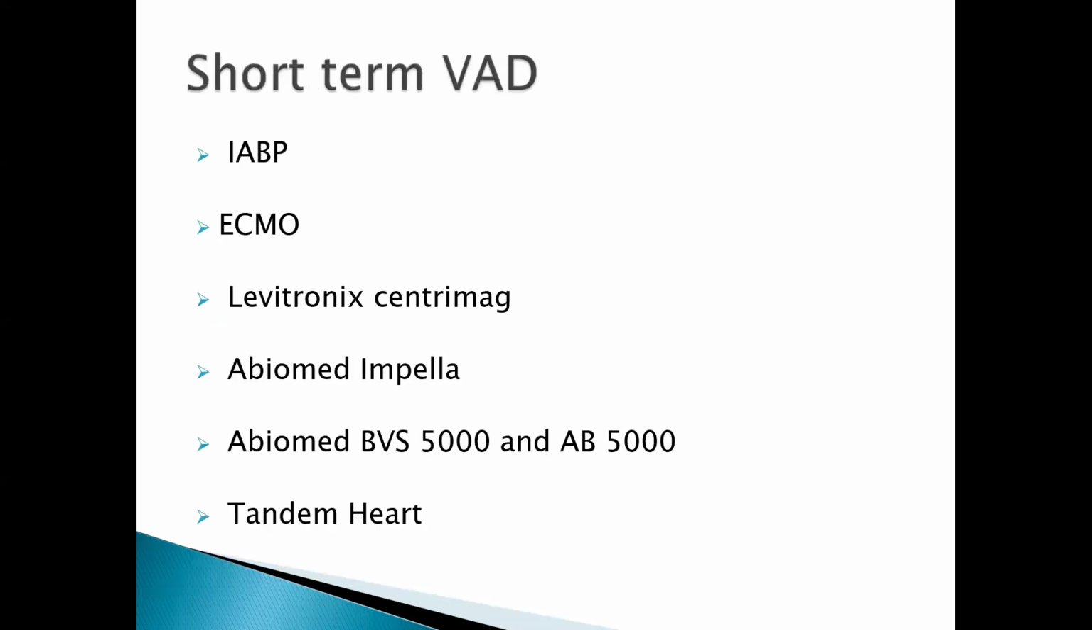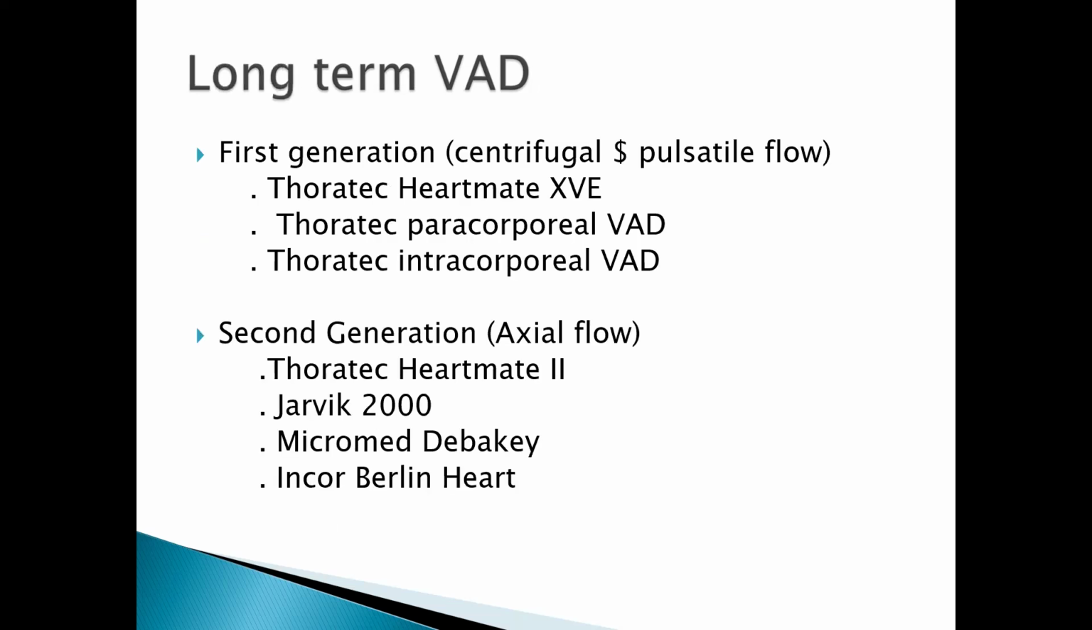Next slide, please. Now, like I said, we have the short-term and the long-term ventricular assist devices. Examples of the short-term ventricular assist device include the intra-aortic balloon pump, the extracorporeal membrane oxygenation, the Levitronix CentriMag, the Abiomed Impella, the Abiomed BVS 5000 and AB5000, then the TandemHeart. These are classified as short-term ventricular assist devices, so they're used on a short-term basis.